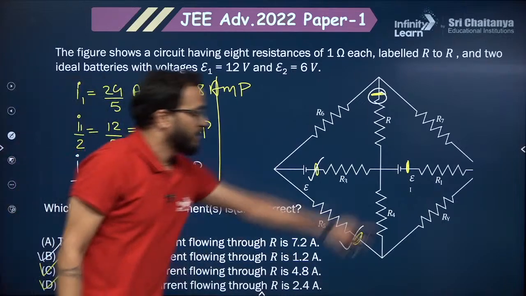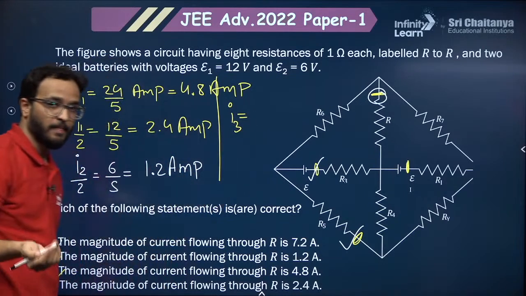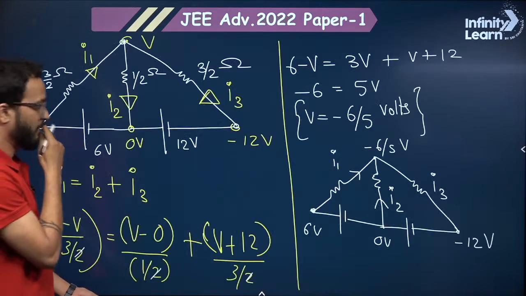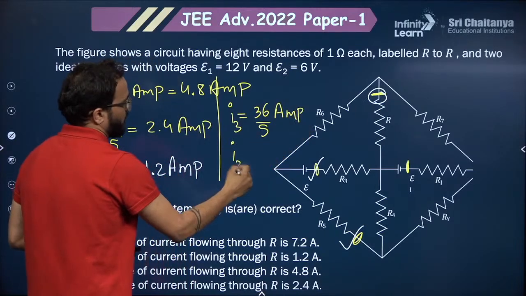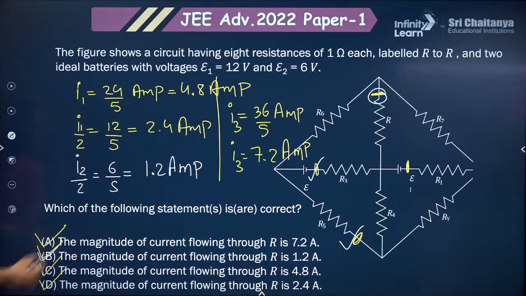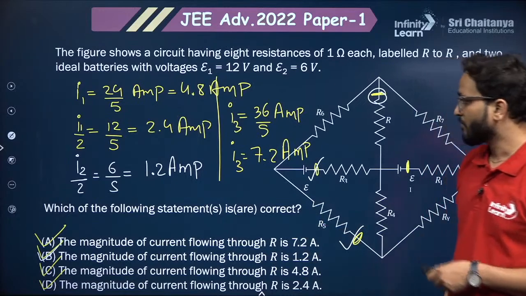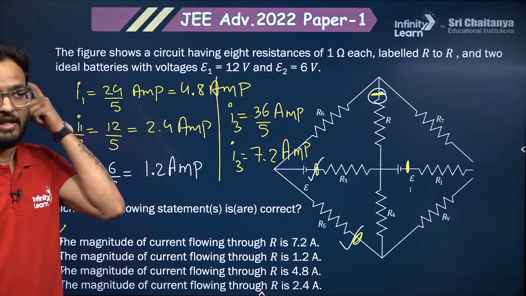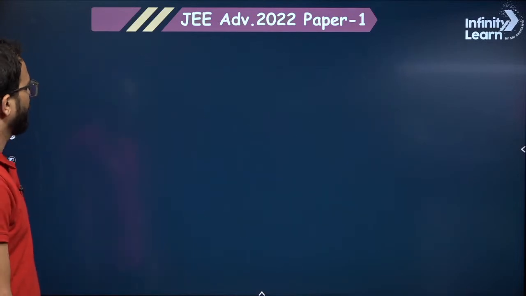And last is here. This is nothing but complete I3. So I3 will be 36 by 5 ampere, I guess 7.2. So fourth option is also matching. So here all the four options are correct. Clear? Now very carefully you solve this question. It was lengthy, no doubt, but at least we got the right answers easily. So it was worth giving a shot, no problem.